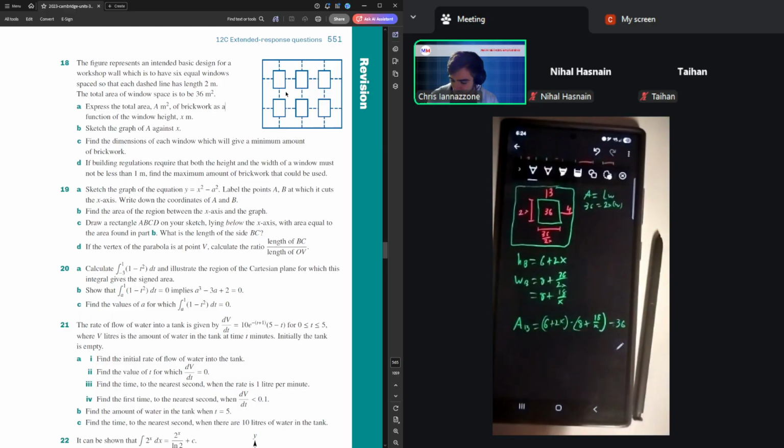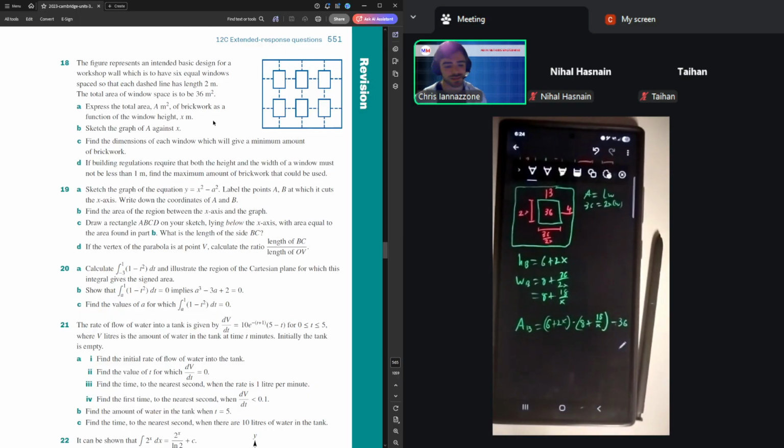As far as presenting your answer, you might want to expand it out, because this isn't technically fully factorized now that we have the minus 36. But this being a tech active, it takes no effort to put that in a CAS and tell it to expand. We're going to have to put it in a CAS anyway to sketch the graph. I'll work on that. In the meantime, part C, finding the dimensions of each window. Have a think about how we might use what we've got to minimize brickwork.